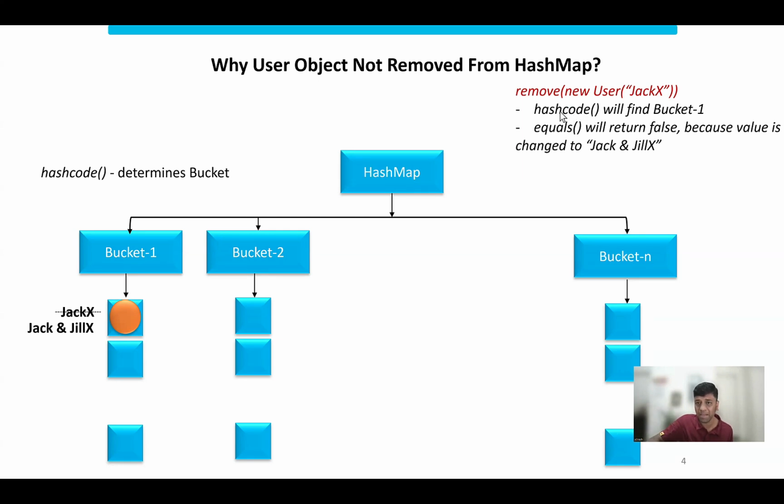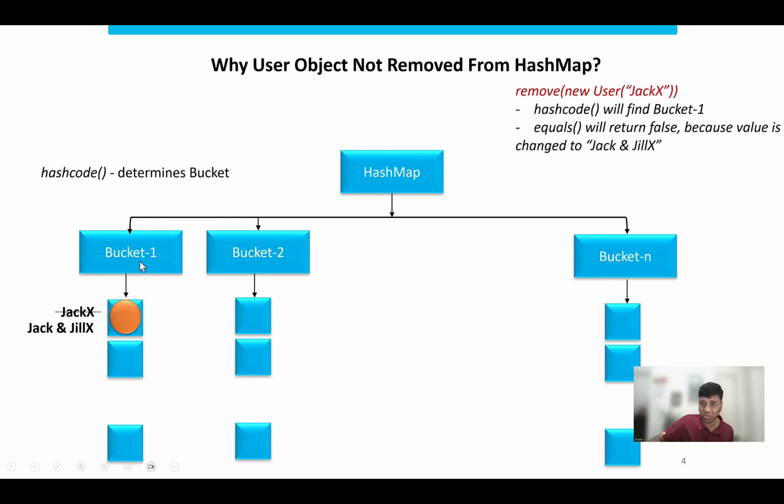Now, friends, the hashCode method is going to be invoked on this user object. Say this one returns bucket 1, because that is what it returns. Now, the hash map is going to go to this bucket 1.